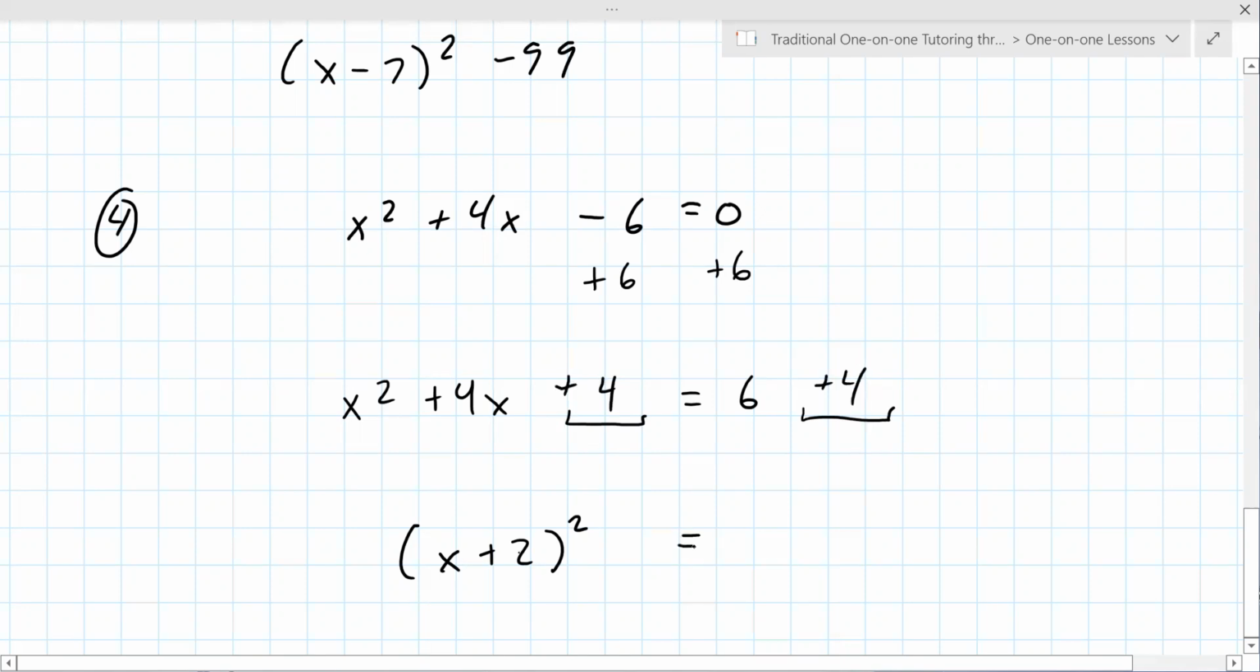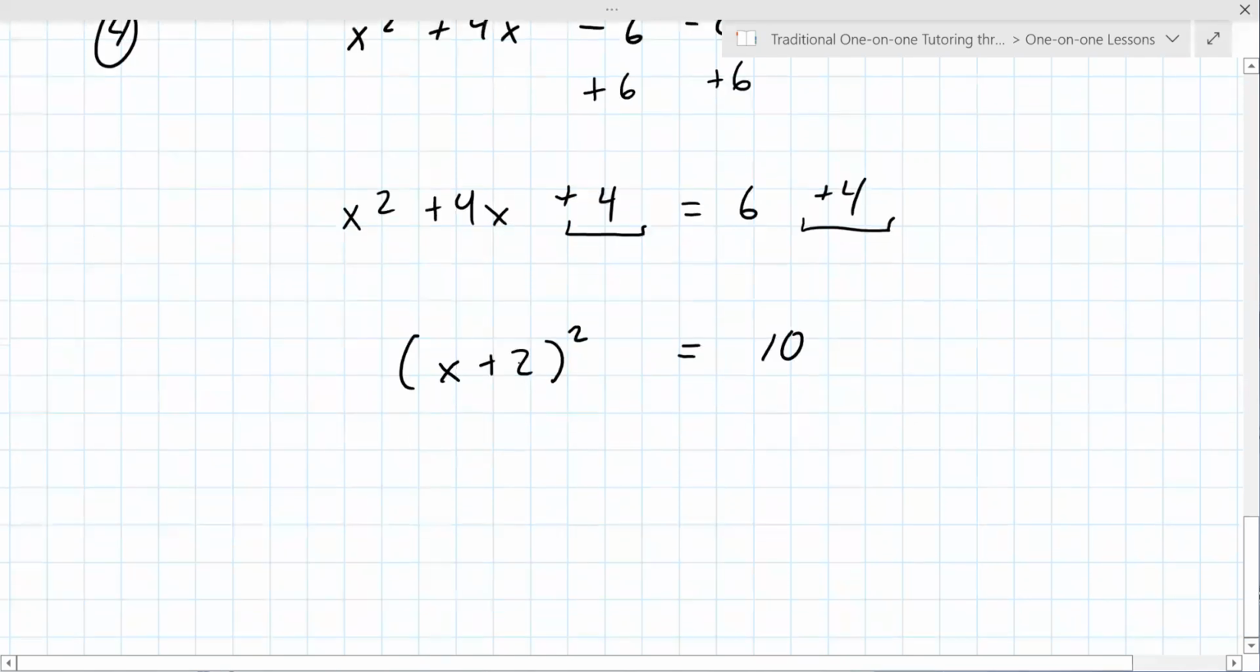Okay. Now what do you get on the right hand side? You get 10. And then you subtract 10, yes, you subtract 10 from both sides. And you then get x plus 2 squared minus 10.